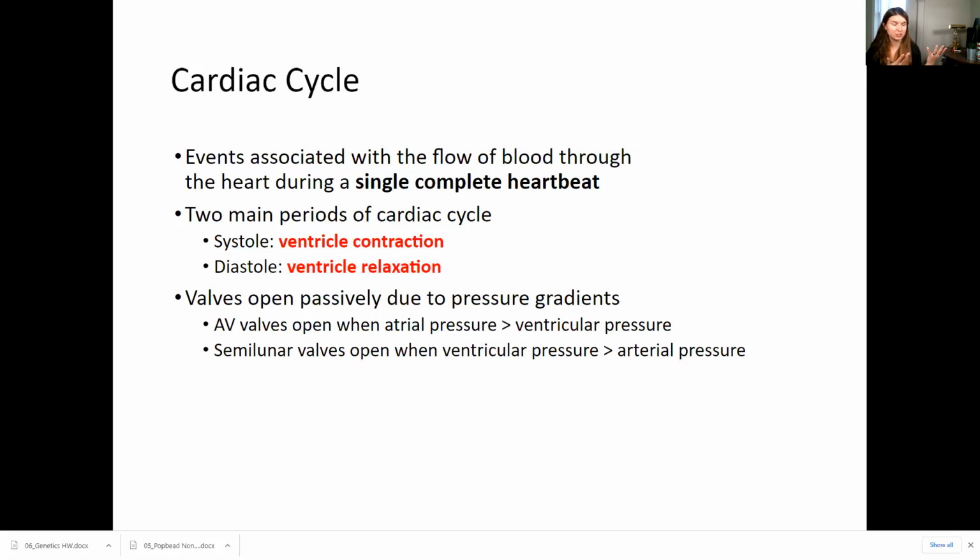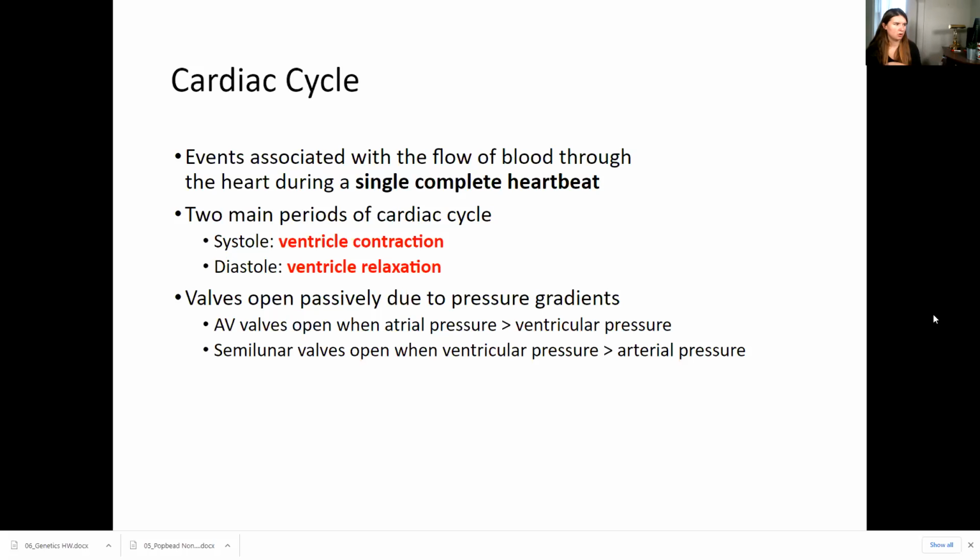And fortunately, these are important concepts to know, because these are also going to correspond to roughly some of the things we measure when we're measuring blood pressure. We'll see how that links up with pressure in the arteries as well.